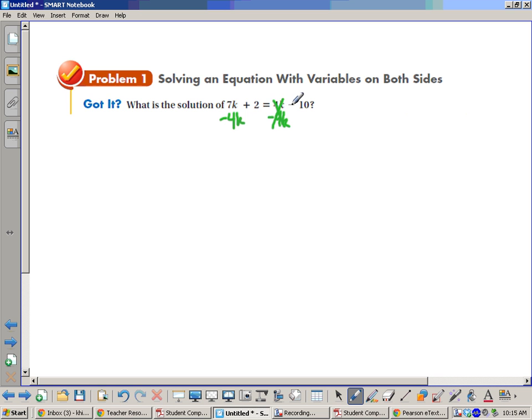So that leaves you, don't forget this minus stays with that number, so that becomes a negative 10. 7k minus 4k, I have to subtract the k's. I can't take 4k from 2. I have to take it from the 7k. So we're going to get 3k plus 2.